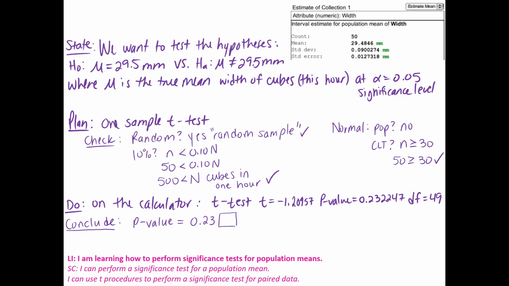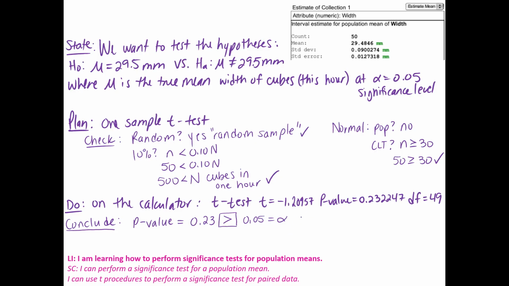Remember, this box we fill in based on our alpha level. I'm going to look back. We said we were doing an alpha level of 0.05, and I believe that was because they didn't actually give us one, so we default to 0.05. The p-value is very clearly larger than the significance level. So then we have the decision to make.